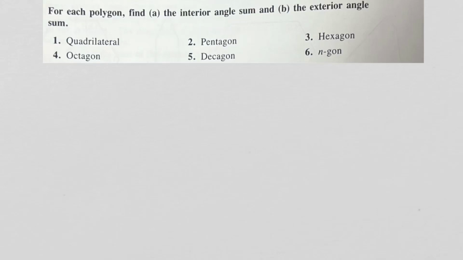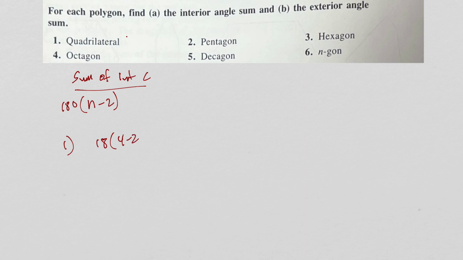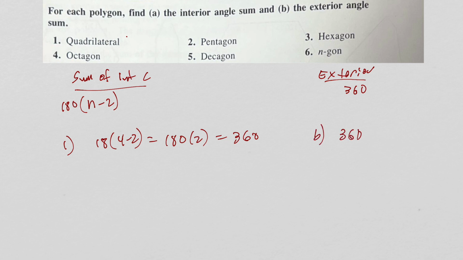Okay, the sum of the interior angles is (n − 2) times 180. So if a quadrilateral has 4 sides, 180 times (4 − 2) is 180 times 2, which is 360. That's the sum of the interior angles. The sum of the exterior angles is always just 360. So part B would be 360.